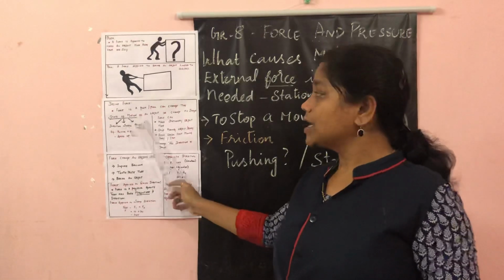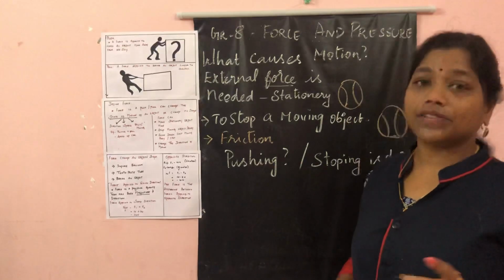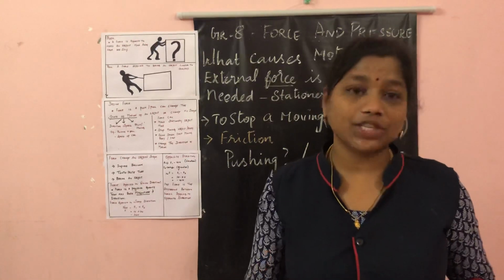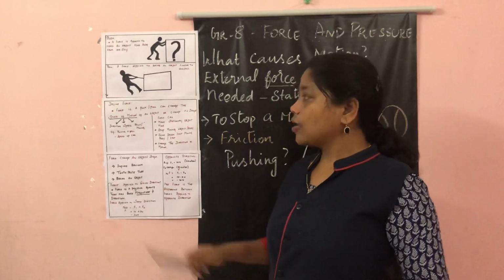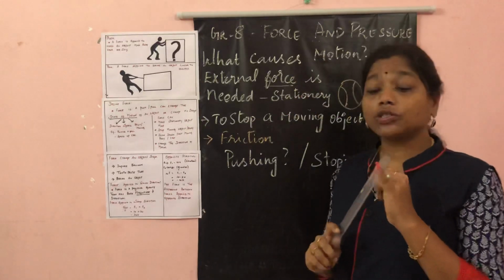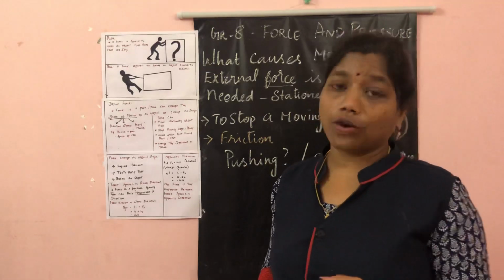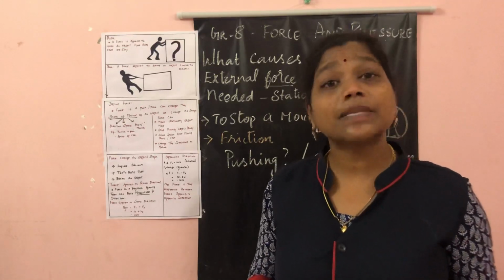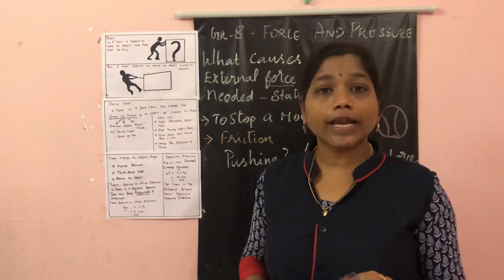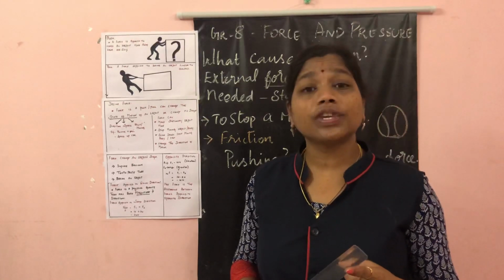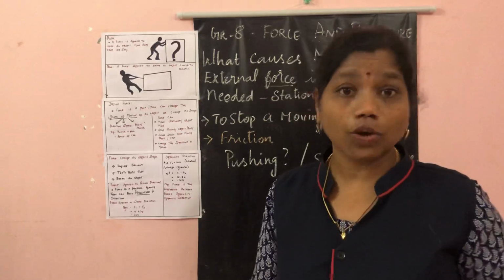Next, we are discussing the definition, right? How does the state of motion of an object change? By the force. It helps to change the direction. A force can change the direction of an object. A force can change the speed of an object. The force can change an object which is at rest. The force can change an object which is in motion also.